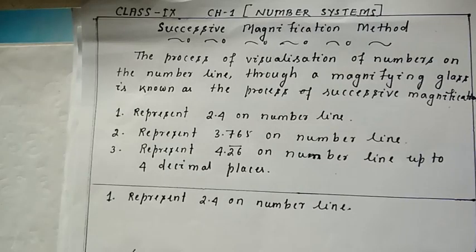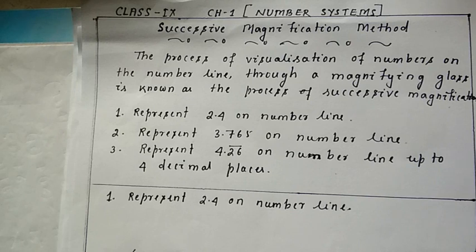Namaste children. In the previous section, you have seen that any real number has a decimal expansion. So this helps us to present it on the number line. Let us now try and visualize the position or representation of real numbers with a terminating decimal expansion and non-terminating recurring decimal expansion on the number line by successive magnification method.